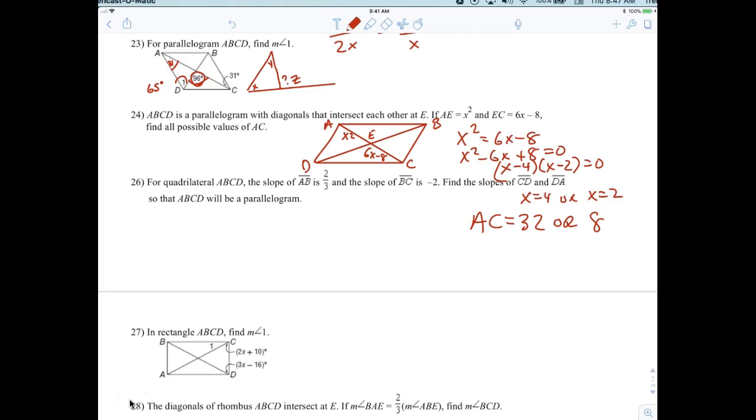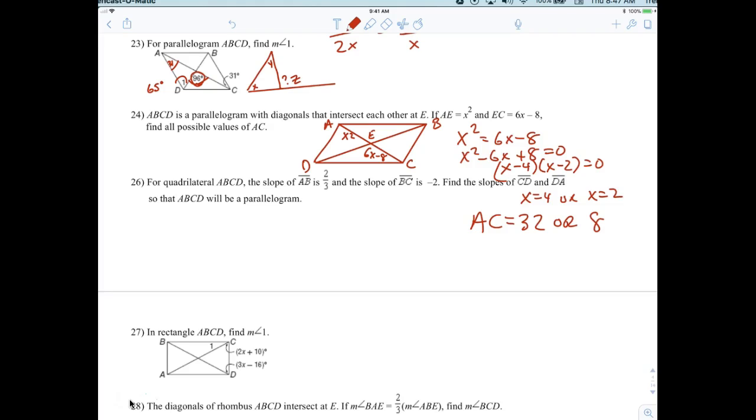All right, for quadrilateral ABCD. So again, on this particular case, they're just saying it's 4 sides, nothing in particular. The slope of AB is 2/3, and the slope of BC is -2. Find the slopes of CD and DA if it's a parallelogram.